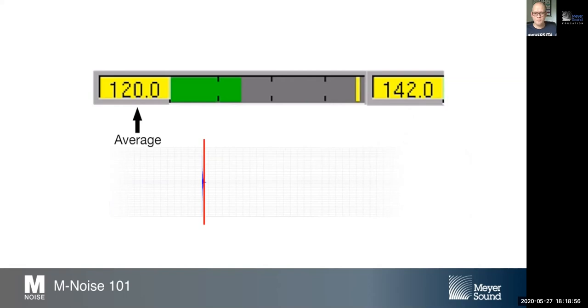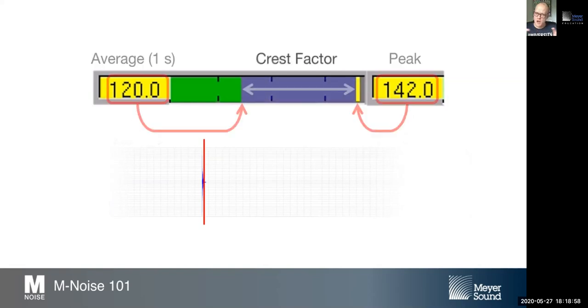So, in the bottom of the screen, we saw our waveform. And every time we hit the snare drum, we have a peak value, the instantaneous peak, which is the peak in our waveform, the highest value in a waveform, that defines the peak value. And at the same time, we see a 1 second average. 1 second would be the slow setting on your sound level meter. That's a 1 second integration time. So on the left side of the screen, you see the average value over a 1 second interval.